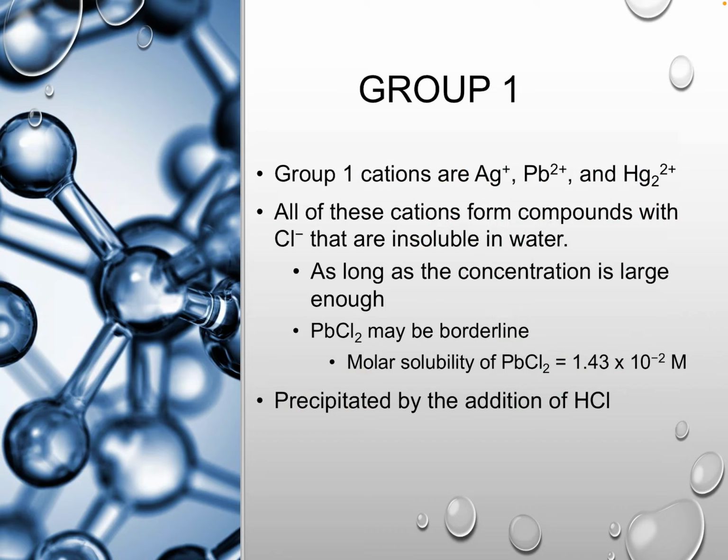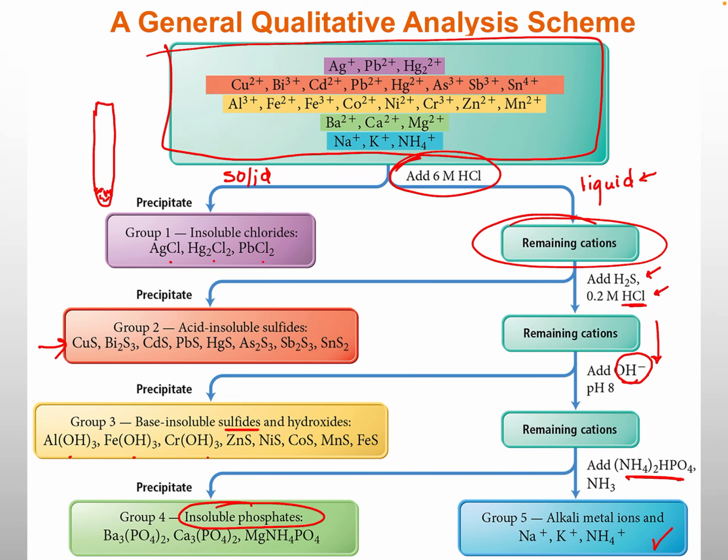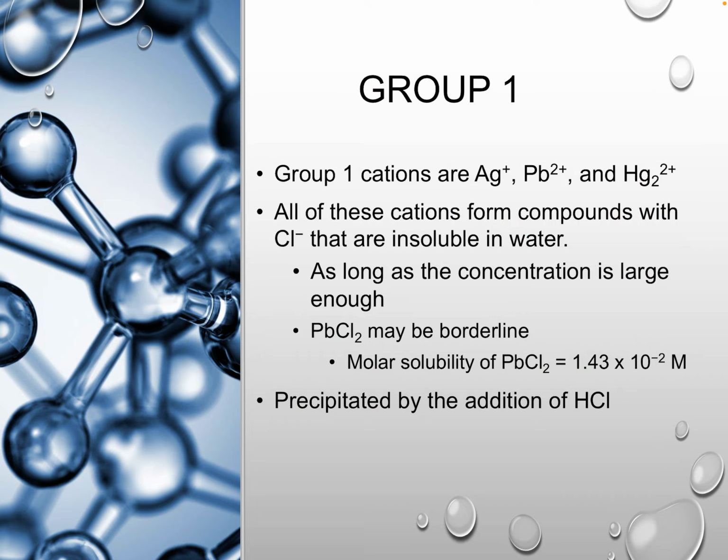Okay, so this is just going to talk through it in a little more detail, but again, don't spend a lot of time memorizing these. You're going to learn more about them in lab. Okay, these group 1 cations, remember, in the very first step, we added 6 molar hydrochloric acid. So all of these will form compounds with chloride that are insoluble in water as long as the concentration is large enough. Remember, we were talking about lead chloride a little bit earlier, and I said that we needed a ton of that chloride in order to precipitate out the lead. So we are typically going to add an excess of most of these reagents.